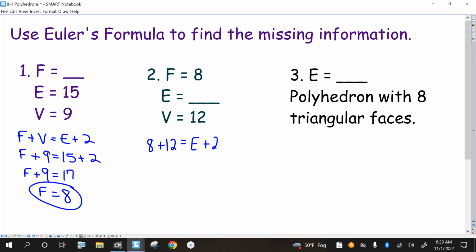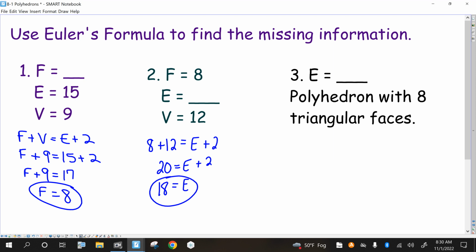Good. 8 plus 12 is 20 equals E plus 2, minus 2. E is 18. So just plug into the formula. Find out what you need. Some of you probably don't even need to show work for this, and you don't have to if you don't want to, but memorize the formula.